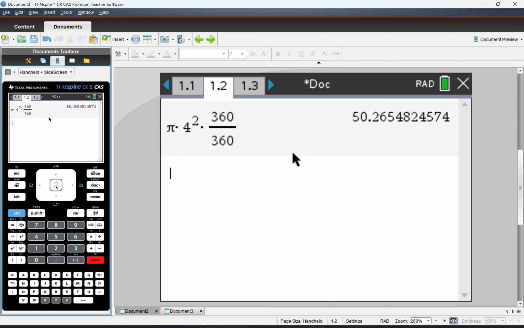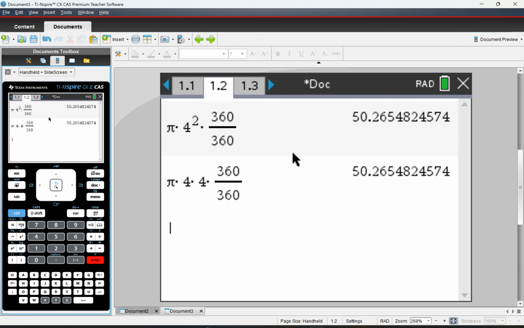You should get, hands up if you got 50.2654. Hands up. Did you get the same answer? Check your calculator, make sure it's the same. Again, you could have got pi times 4 times 4 times 360 over 360, and you still would have got the same answer. Okay, so as long as you're doing the squared, it should be the same thing. Type and double check that your calculator gives the same answer. I'm just going to write the answer down.